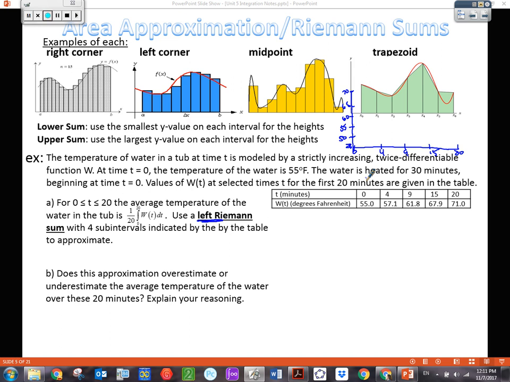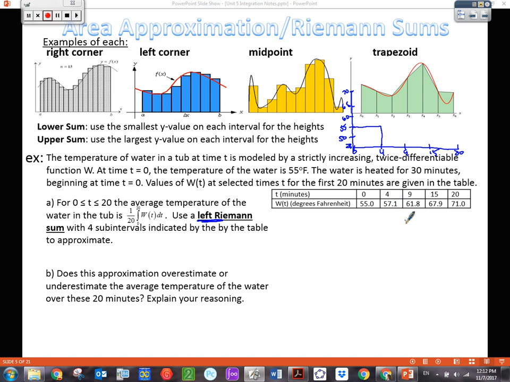Alright, so I have to decide, do I use 55 or do I use 57.1? I have to make that decision. And that all depends on which type of Riemann sum I'm doing. I'm doing a left Riemann sum, so I need to use a 55. So my rectangle would look like this. If I was doing a right Riemann sum, would my rectangle look like that? No. It would be drawn at 57. The height would be 57.1. We understand the distinction here? So it just depends on which kind you're asked to draw.